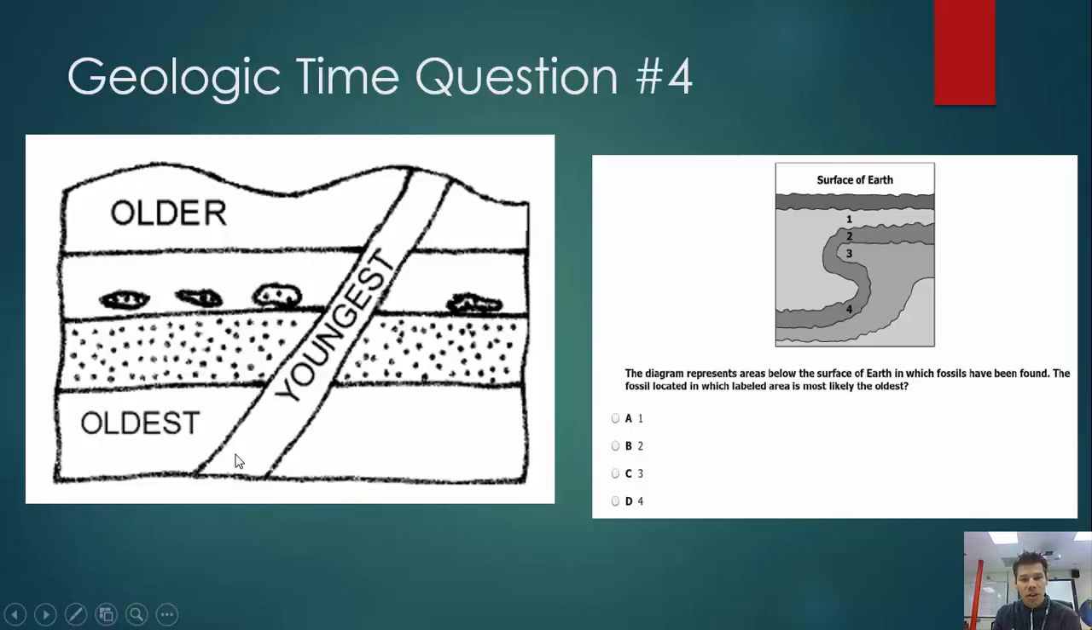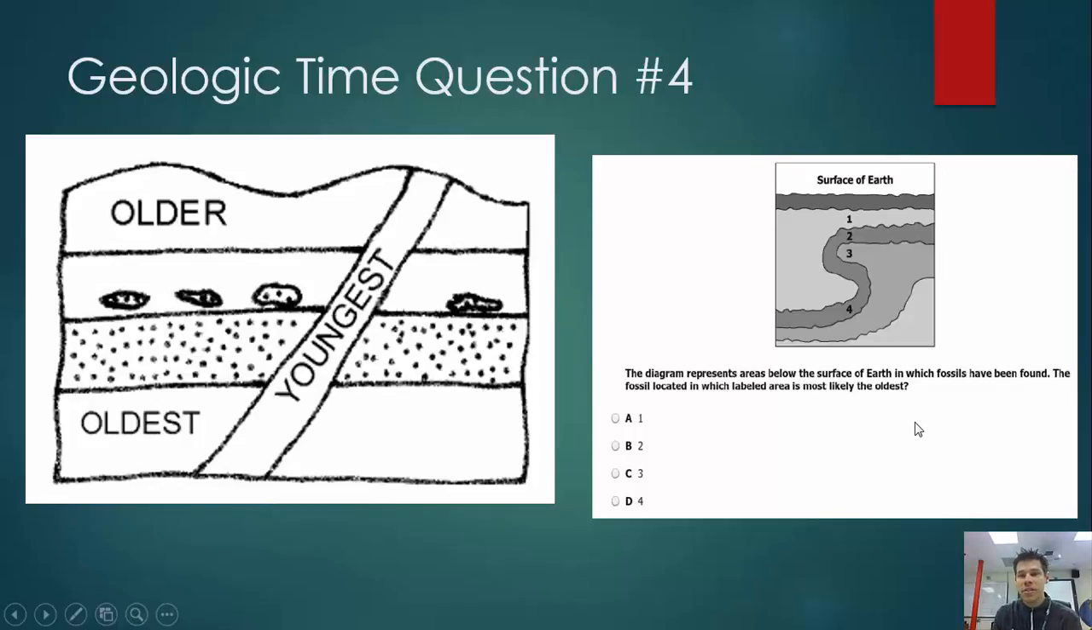This igneous intrusion is breaking through all of these layers. In order for this igneous intrusion right here to have broken through all these layers, these other layers had to be there first, or there would have been nothing for it to break through. So if you want to rank these in order, this is the youngest, this would be the second youngest, the third youngest, the fourth youngest, and the fifth youngest.